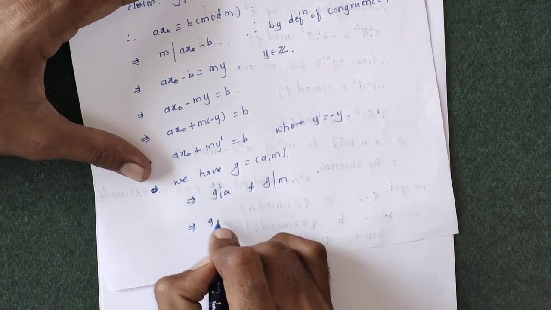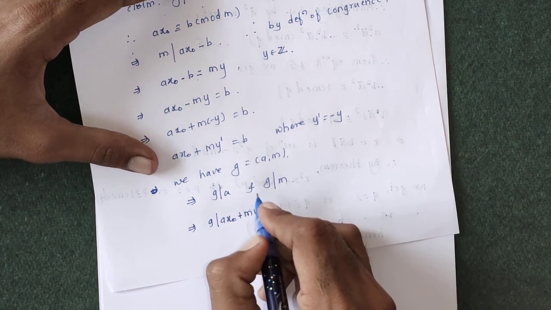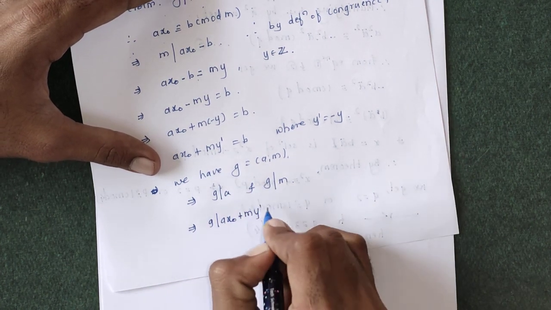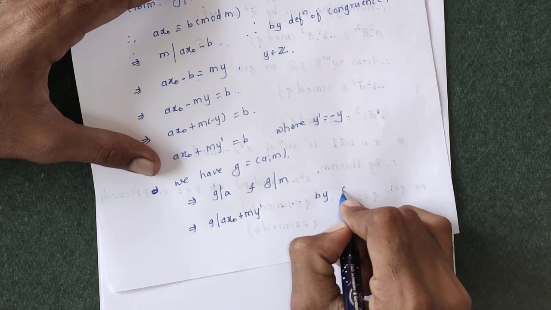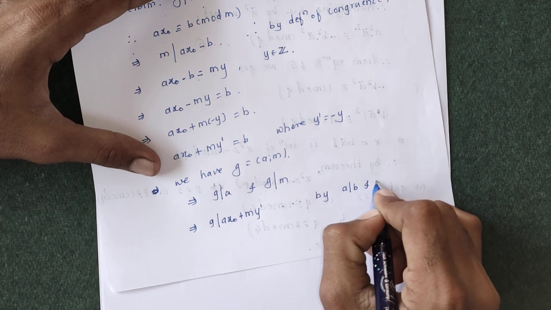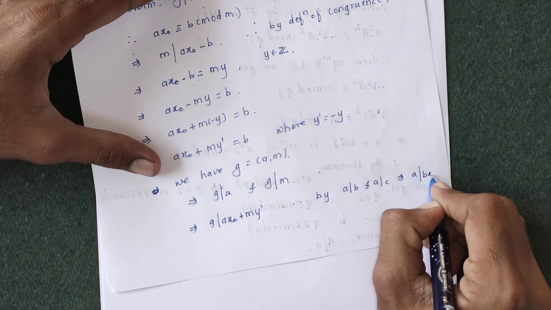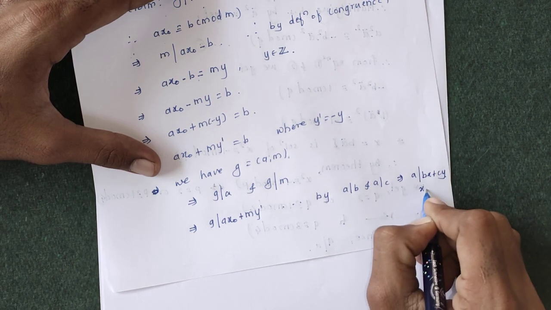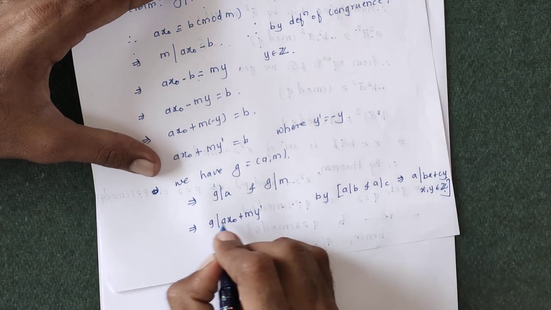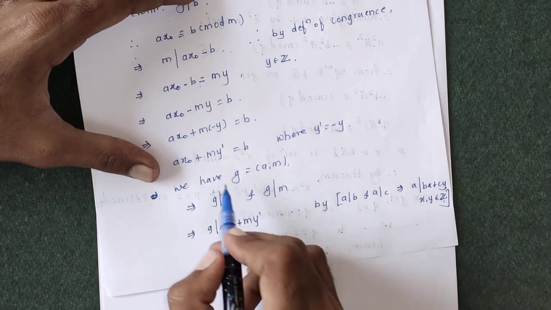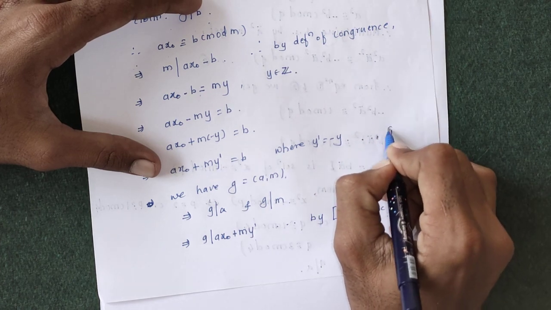We can write G divides Ax naught plus My prime by using the result: A divides B and A divides C implies A divides Bx plus Cy for any integers x and y. Using this result, we can write G divides Ax naught plus My prime. So this is, suppose, equation number 1.